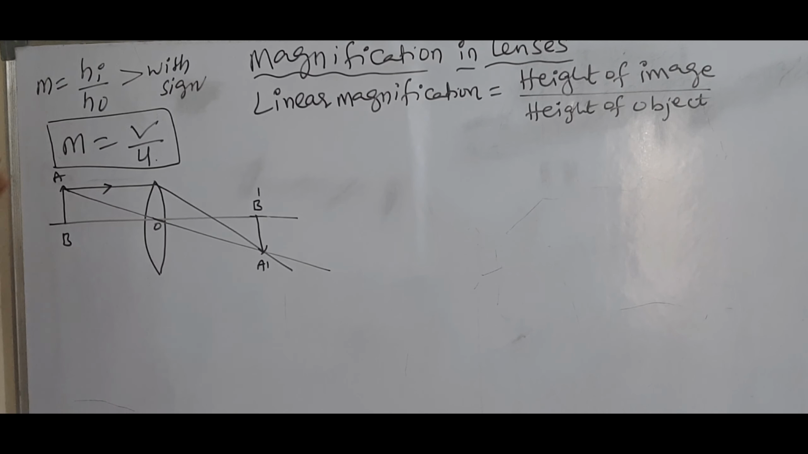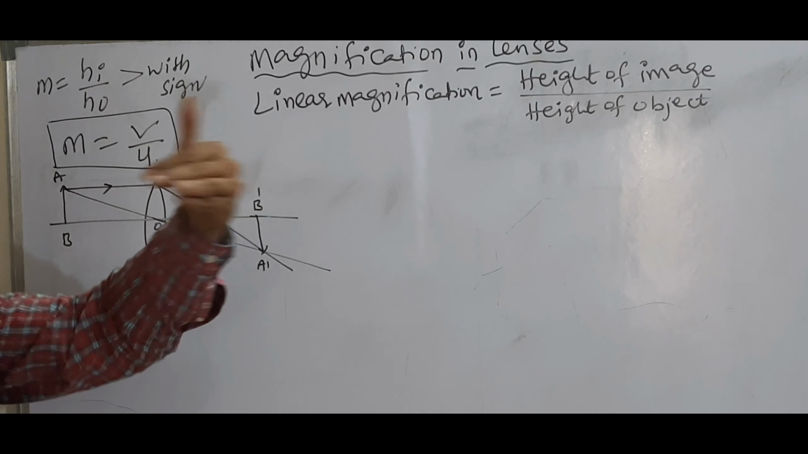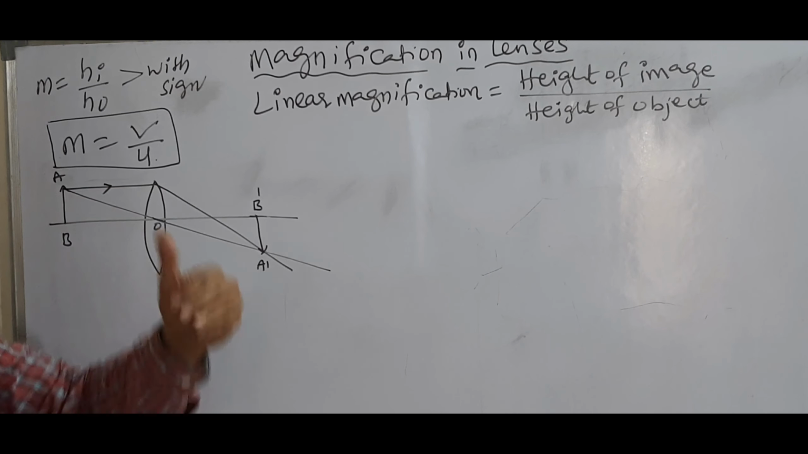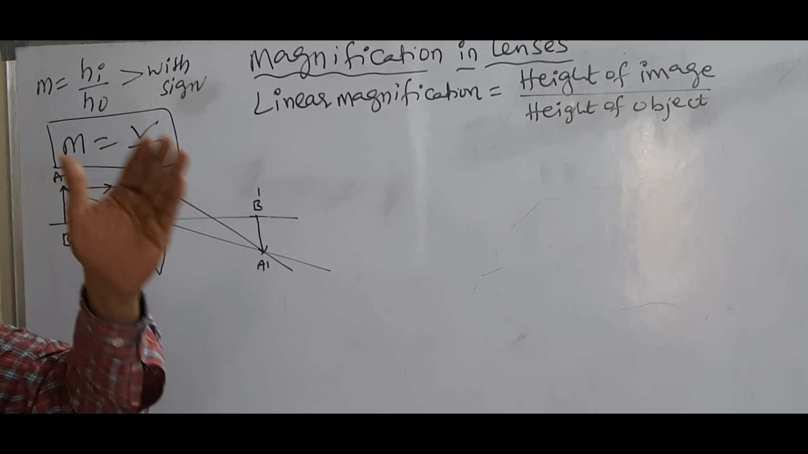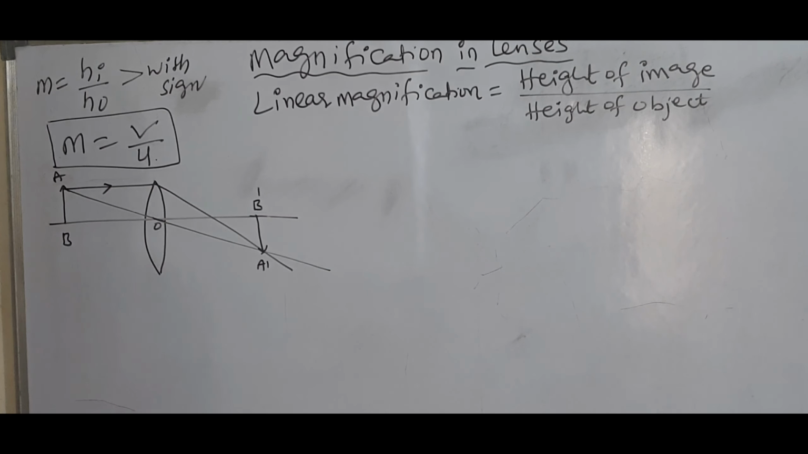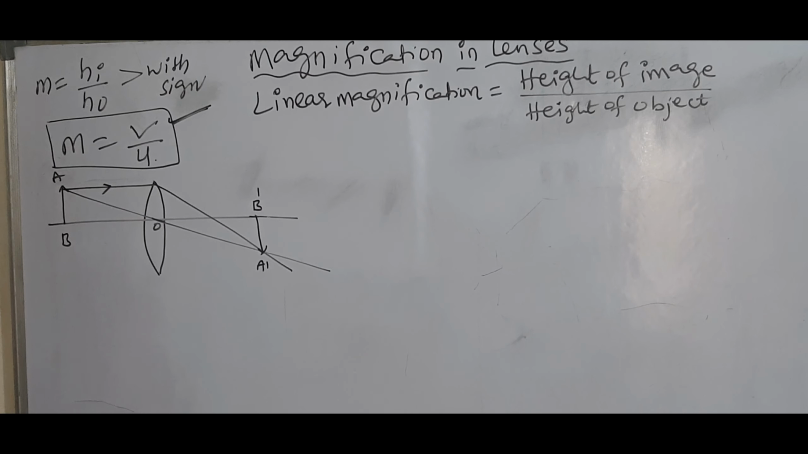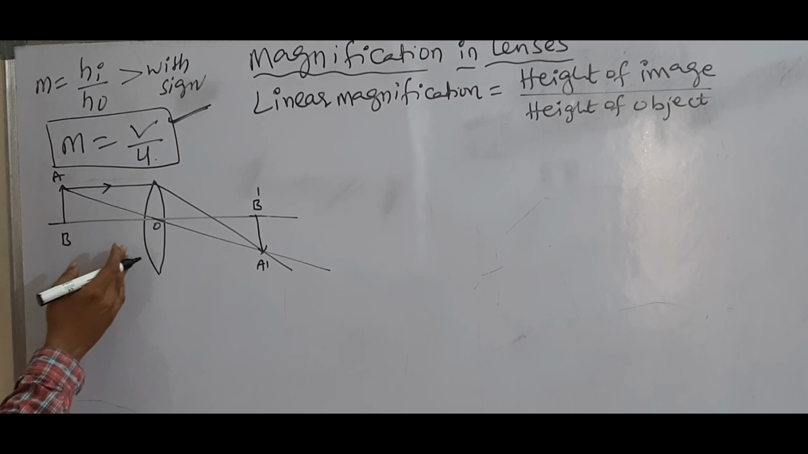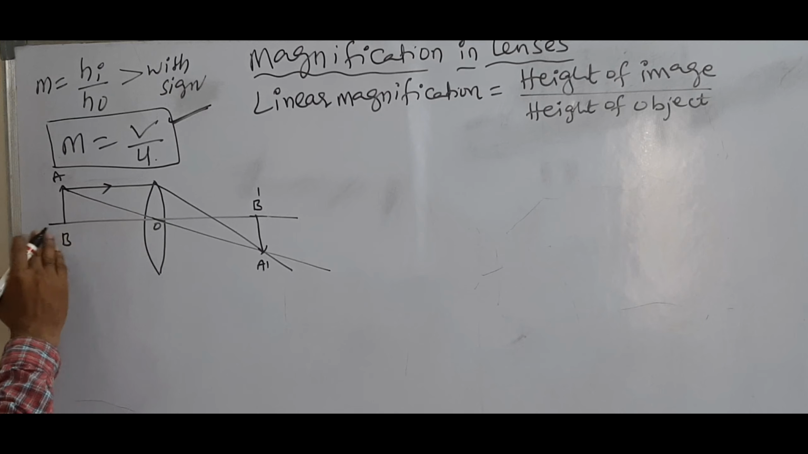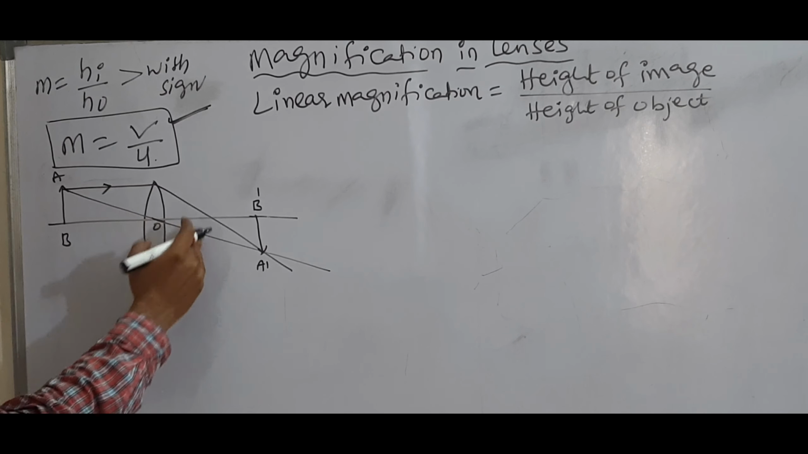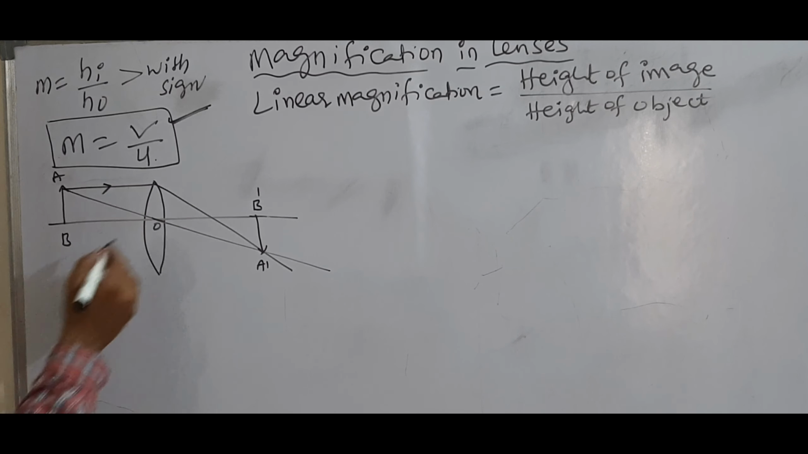Now to prove this one, see here. Magnification means, already we know very well, how many times the height of the image is increased or decreased compared to the height of the object. Now see here, prove this one: m equal to v by u. Already you know, just as we discussed, when the object is between 2f1 and f1, the image is formed beyond f2.